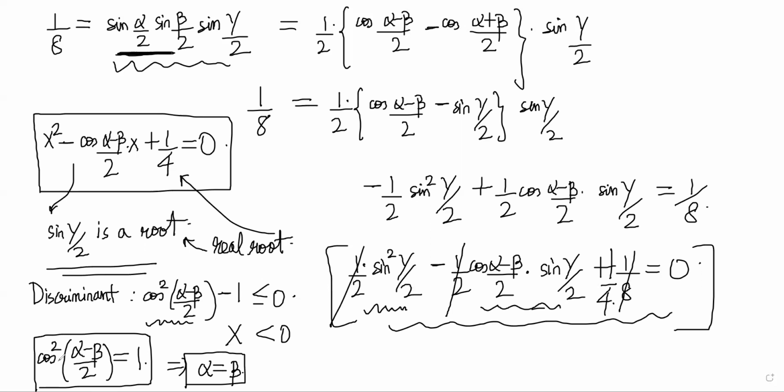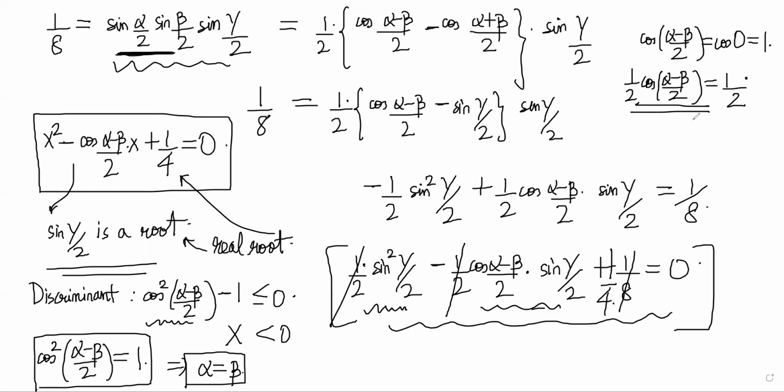from here, think about it. If alpha is equal to beta, we have cos of alpha minus beta by 2 is equal to cos 0 is equal to 1. So half of cos of alpha minus beta by 2 is equal to half, right? Correct.